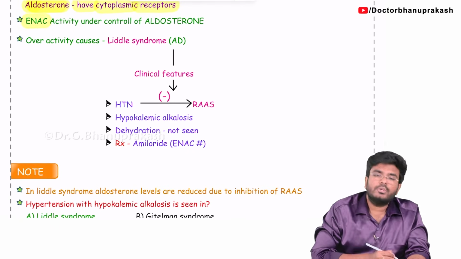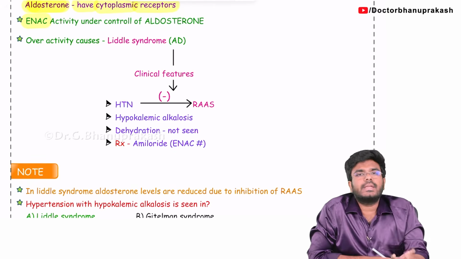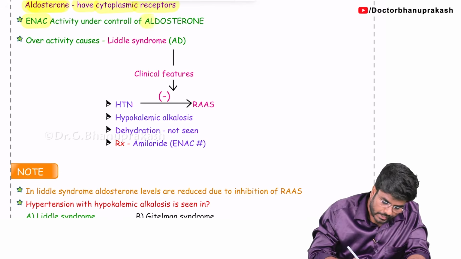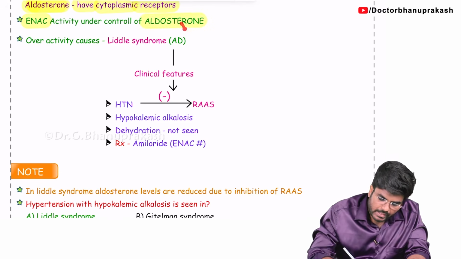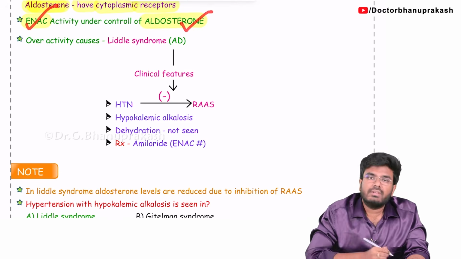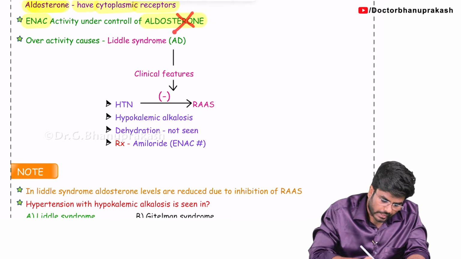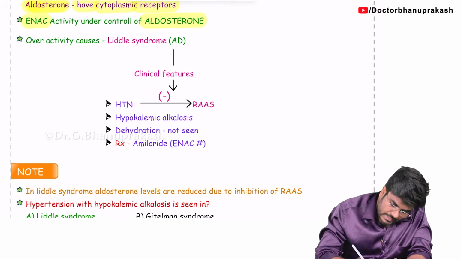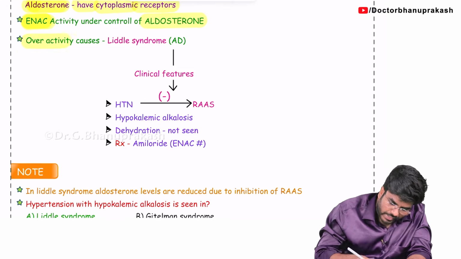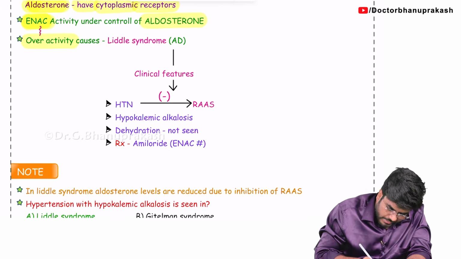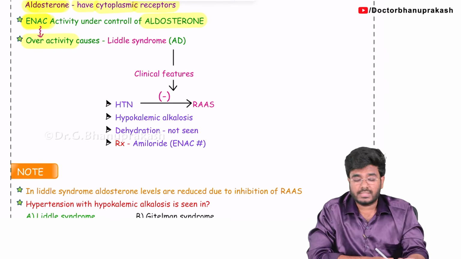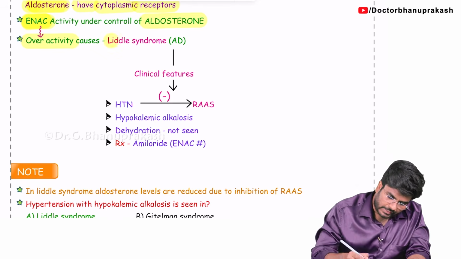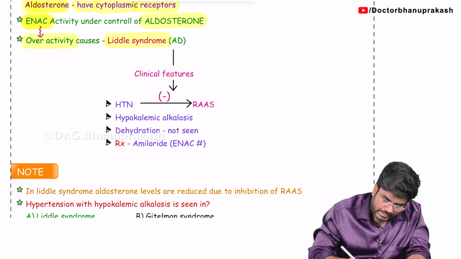Next up, have I taught you which hormone regulates the epithelial sodium channel activity? The ENaC activity is regulated by aldosterone. So I can say whenever there is aldosterone, the ENaC will function. Whenever there is no aldosterone, ENaC should not function. This is normal. But what if these epithelial sodium channels are doing overactivity? Now what will happen? This overactivity is going to cause a syndrome called Liddle syndrome.